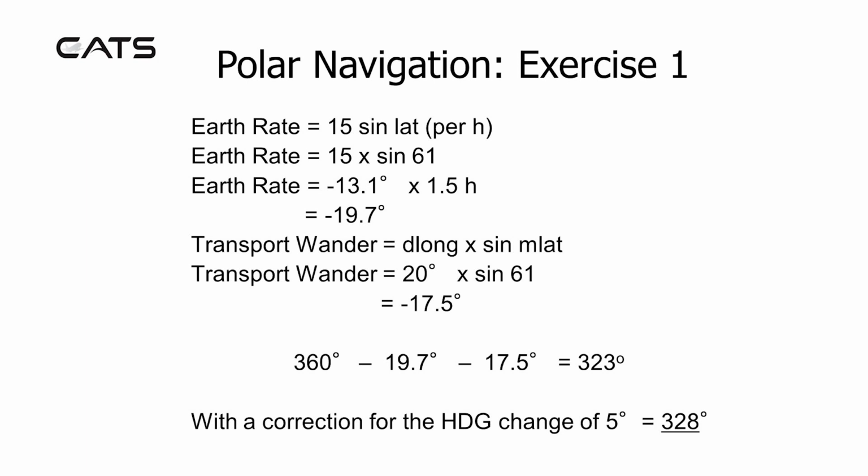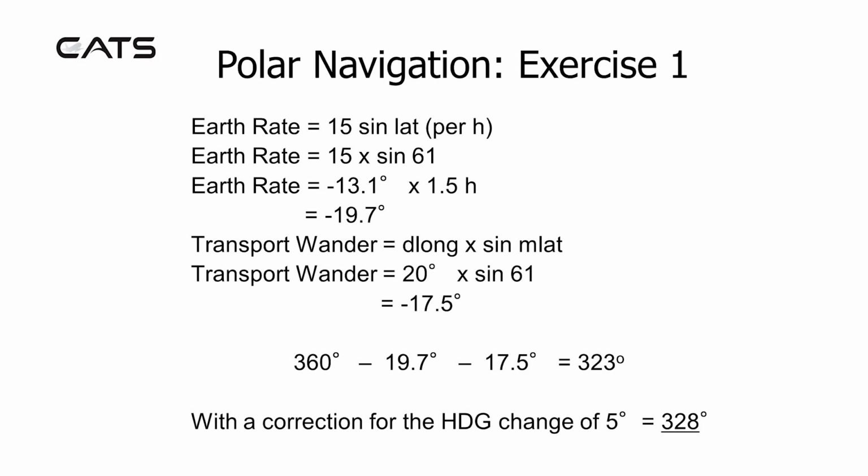Transport wander, due to movement of the aircraft, is difference in longitude multiplied by the sine of the mean latitude. The aircraft flew from 30 west to 010 west. That's a difference in longitude of 20 degrees, at a mean latitude of 61. 20 degrees times the sine of 61 is minus 17.5.